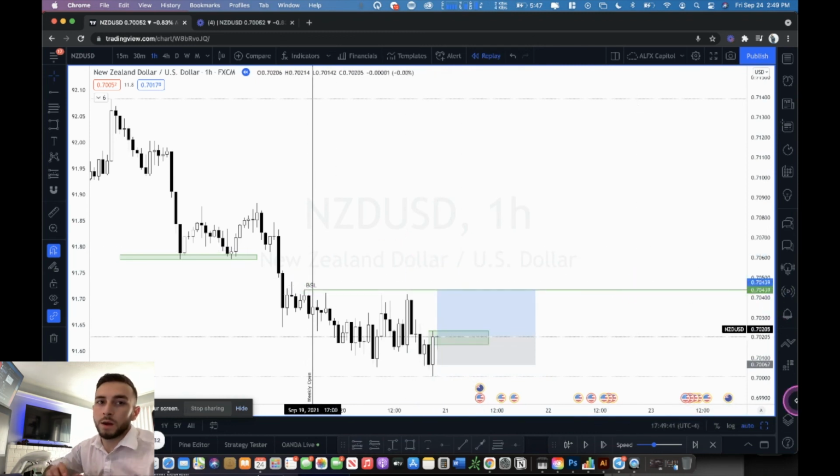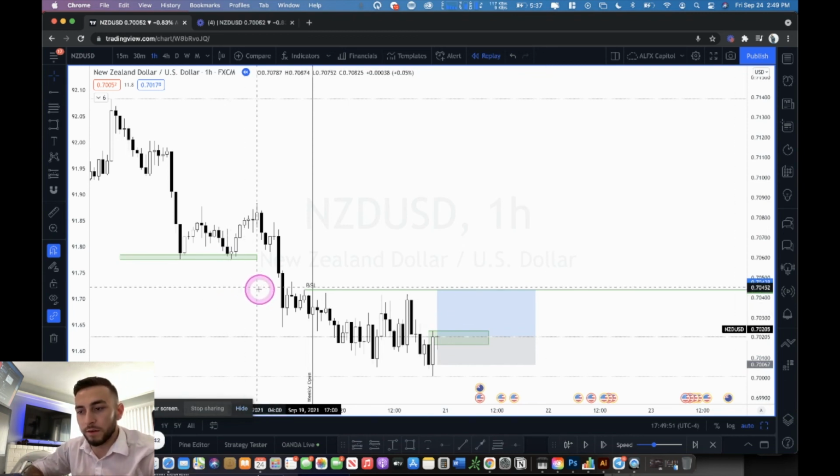Now, when I'm trading, I actually round this up. So normally my take profit would be 0.705 rather than 0.70439. But just for this example, we're going to do it pip to pip and see how it plays out. So let's hit play.